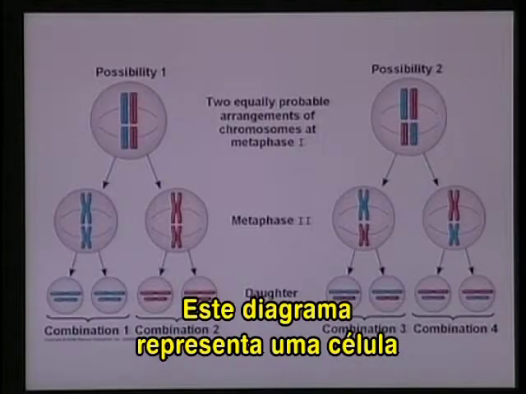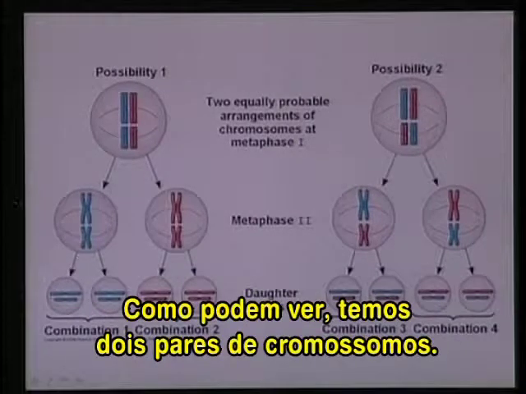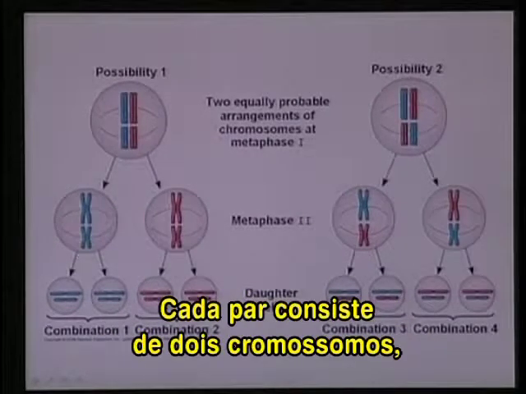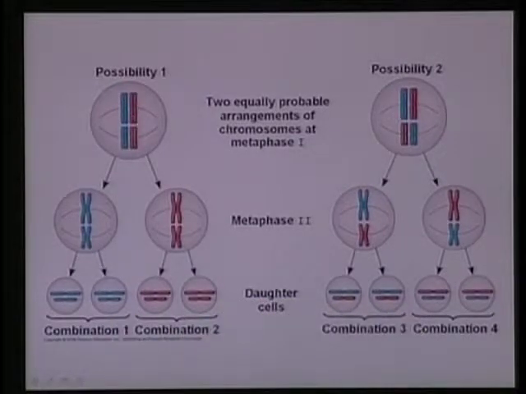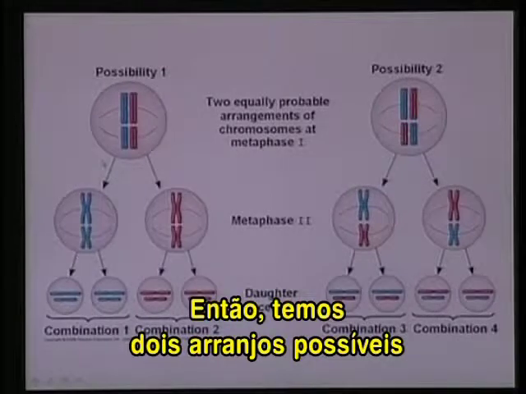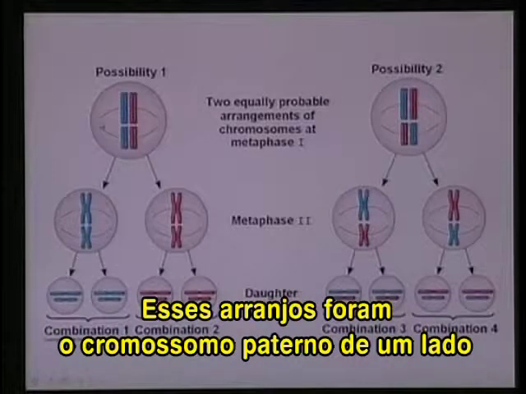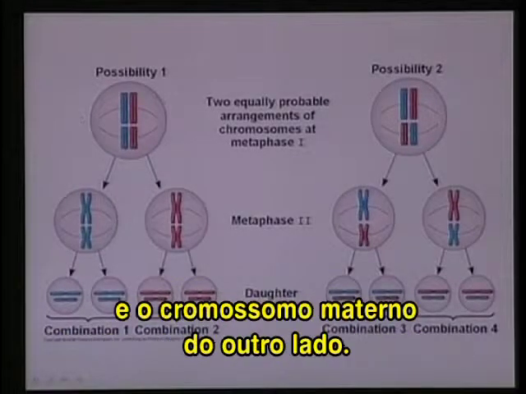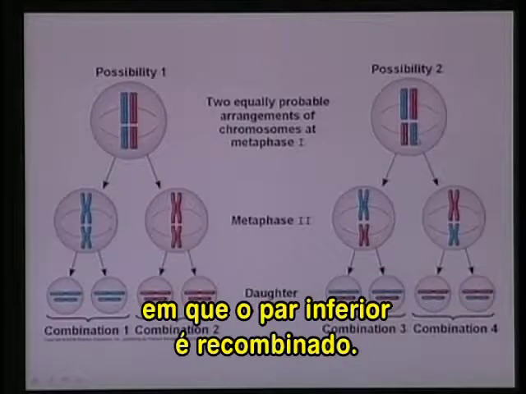This diagram represents a cell during metaphase 1. As you can see, we have 2 pairs of chromosomes. Each pair consists of 2 chromosomes, one from the father, one from the mother. So we have 2 possible arrangements of these chromosomes in metaphase 1. This arrangement, where the paternal chromosomes are on one side and the maternal chromosomes on the other side, or we could have this arrangement where we shuffled the lower pair.